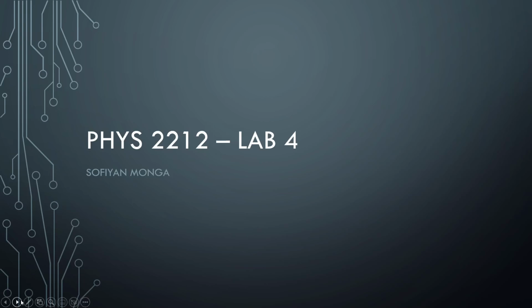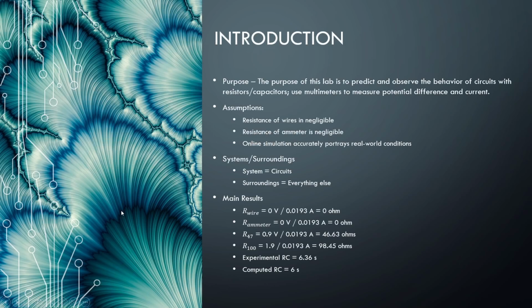Alright, Physics 2212 Lab 4 circuit. So the purpose of this lab is to predict and observe the behavior of circuits with resistors and capacitors. We had two circuits, which we'll get into, and we also used multimeters to measure the potential difference and current throughout. The assumptions we made in this lab: we did not account for the resistance of the wires and the ammeter, and we also assumed that the online simulation accurately portrays real-world conditions.